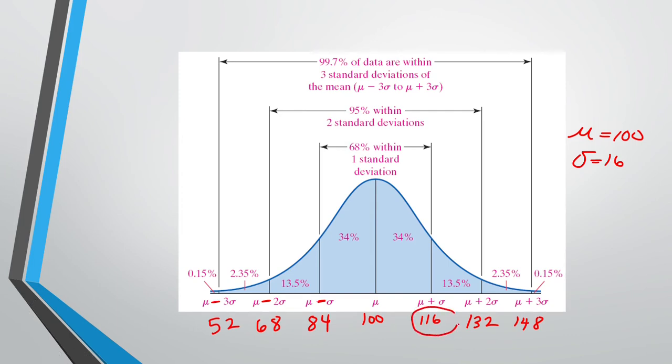We know we want to find the area that's greater than 116, so we'll shade in the region that we want to add. I will have to add 13.5 plus 2.35 plus 0.15 to calculate our total area. And if you do the math, you get 16%. So we know 16% of individuals have an IQ score that's greater than 116.